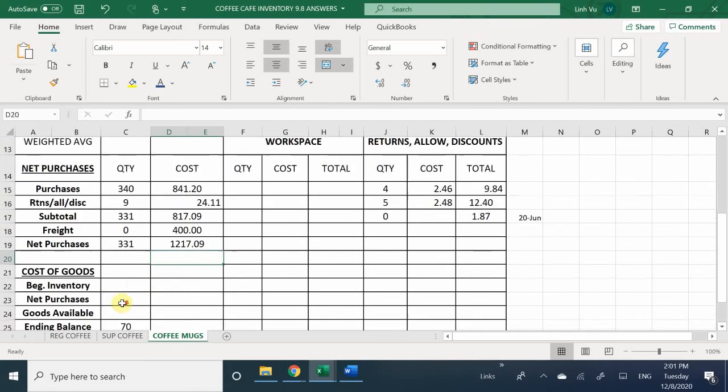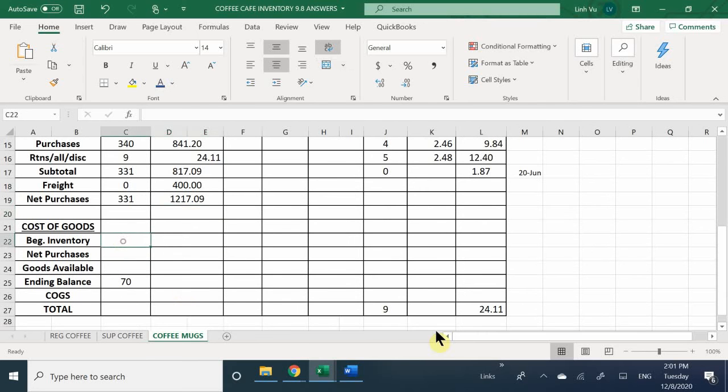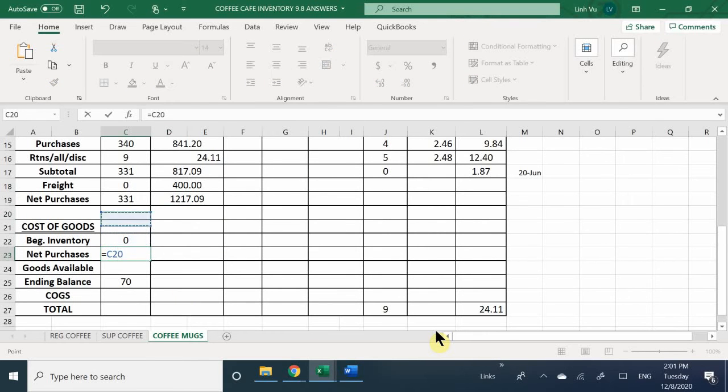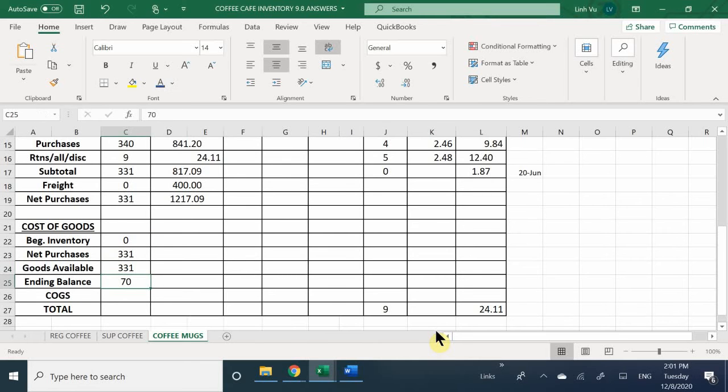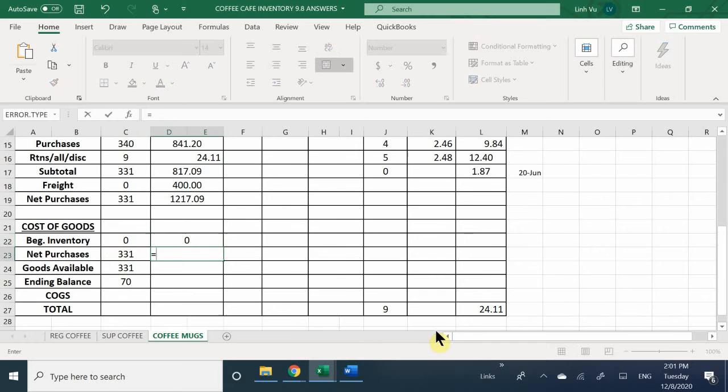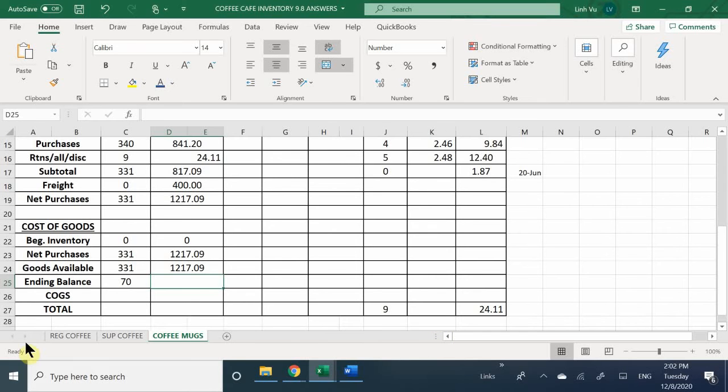$1,217.09. So again, do we have beginning inventory? No. I'm going to carry down my net purchases. Adding these two together, you're still going to get the same answer. So again, no beginning inventory. We pull down our net purchases, add these two together, and you still get $1,217.09. Okay? So if we physically took a count and found out there are a total of 70 cups left in our inventory, how many cups did we sell in total?